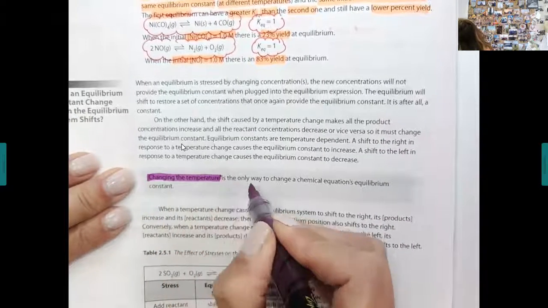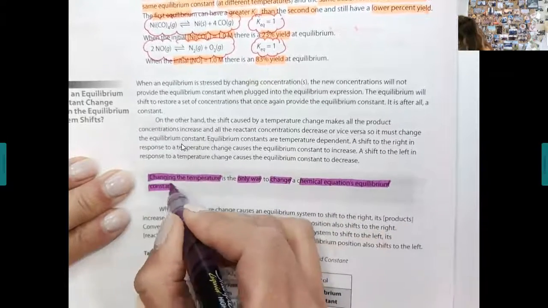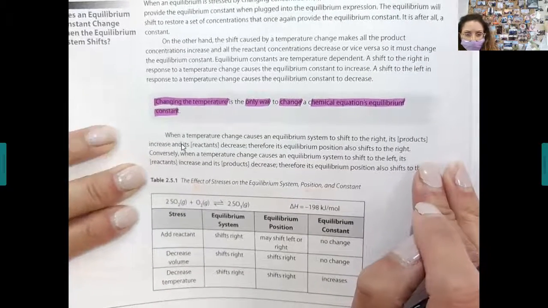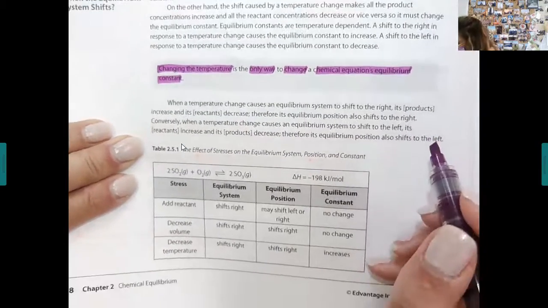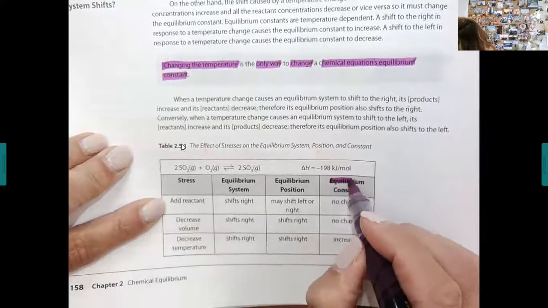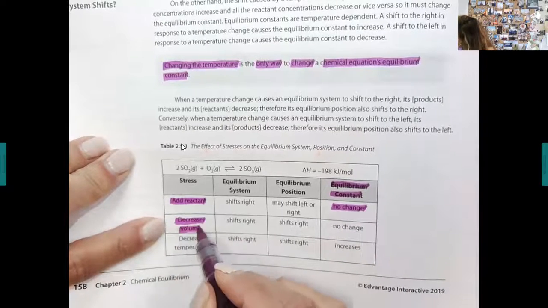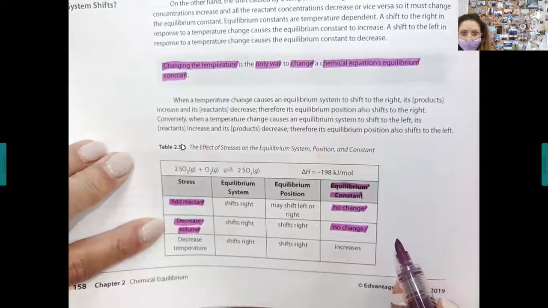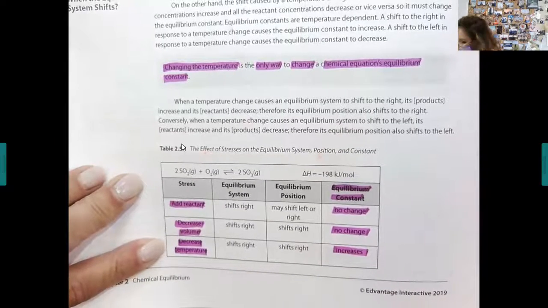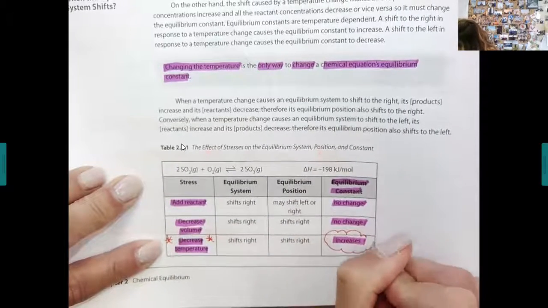Changing the temperature is the only way to change a chemical equation's equilibrium constant. You'll notice in the table down here, when they add a reactant, the equilibrium constant does not change. If they decrease the volume, the equilibrium constant also does not change. But if they decrease temperature, the equilibrium constant suddenly changes. So this is what is important here.